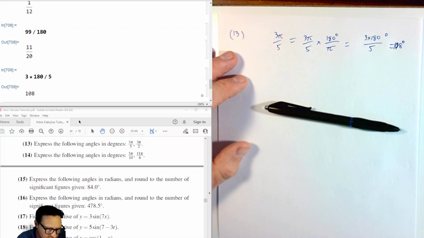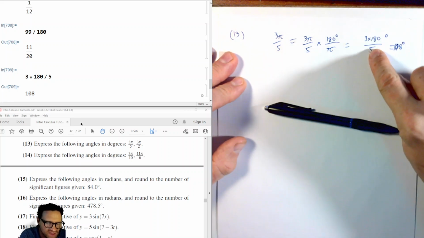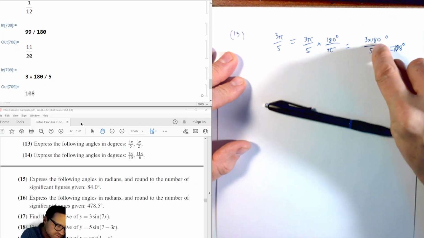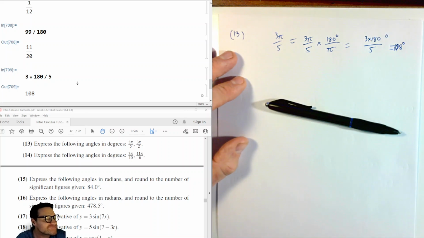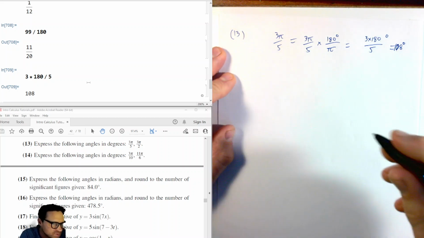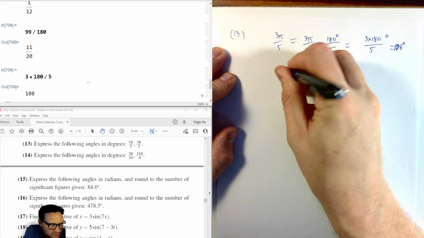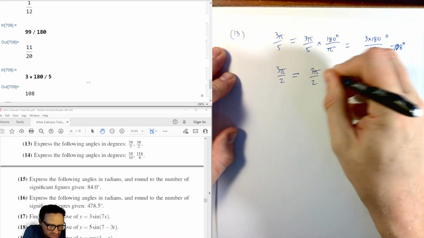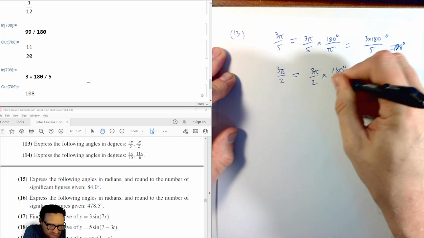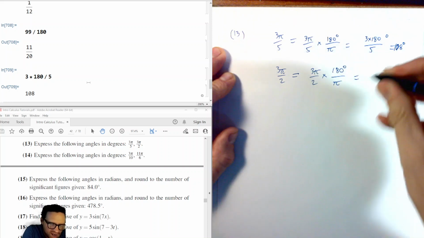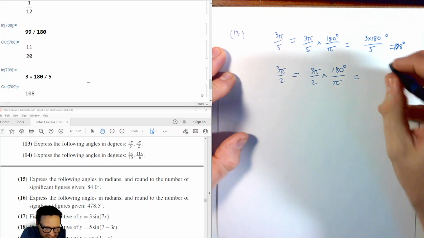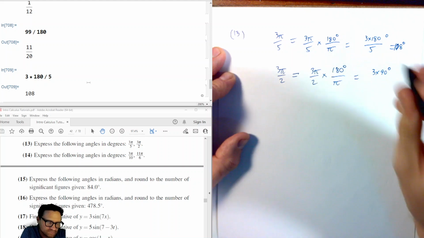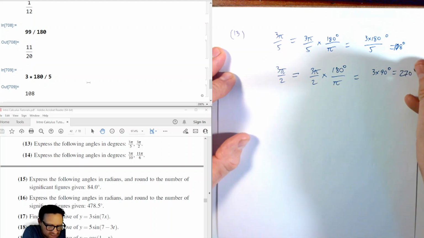But if you were going to do this by hand, you would divide the 5 into the 180, because that will be an integer, and then multiply the resulting integer by 3. Next part: 3π/2, convert this to degrees. So 3π/2 multiplied by 180 degrees over π. We cancel the π unit. Half of 180 is 90, so this is 3 times 90 degrees, which is 270 degrees.